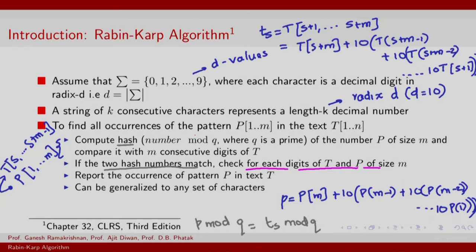Now, one can provide a counterexample such as a raised to n for the text, and suppose your pattern was just a raised to m. One can easily see that there will be a potential match of the hash functions at every position of T, and this will lead to checking the equivalence of digits of T and P at every position. So one could compute the worst case running time to be theta of n minus m plus 1 times m. This is the time required to scan T times m.